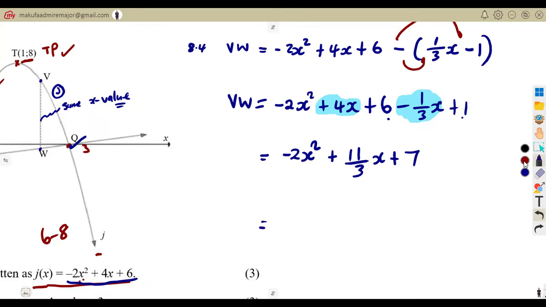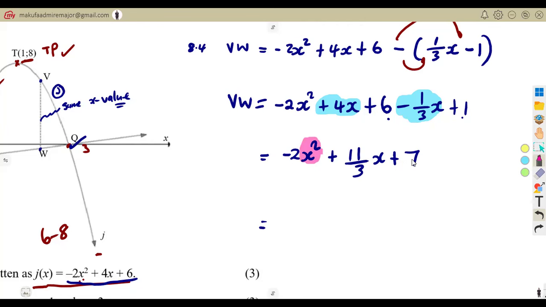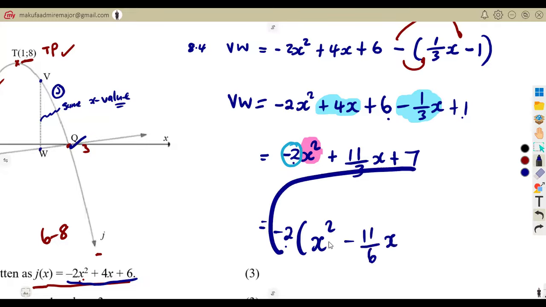Remember, in your completing of the square method, the coefficient of x squared must always be positive. As you can see, there's a -2. So what can we do? Factor out this -2. So it's going to be -2. We divide by -2, that will be positive. 11/3, divide by this negative, so it will be -11/6x. So it will be -7/2.